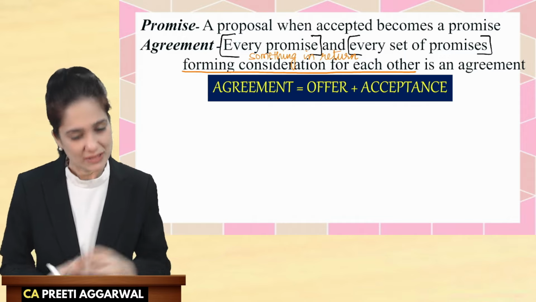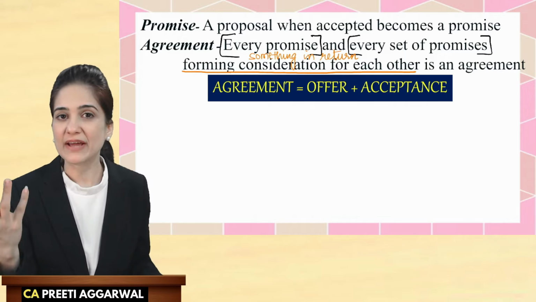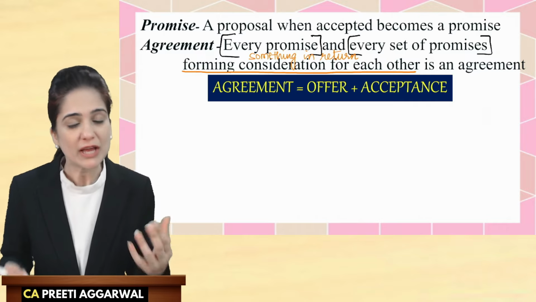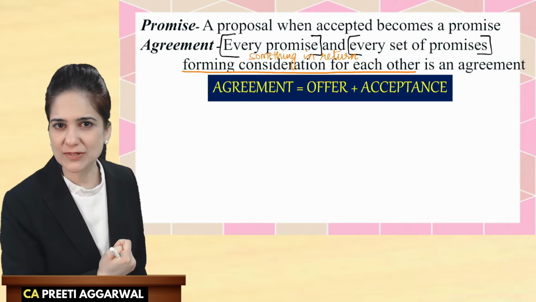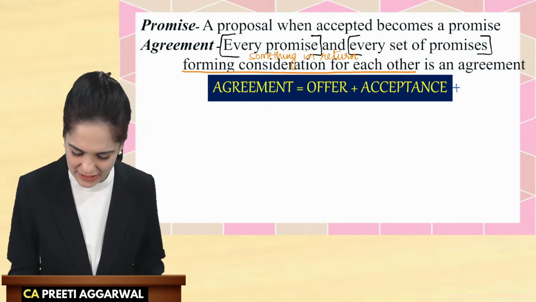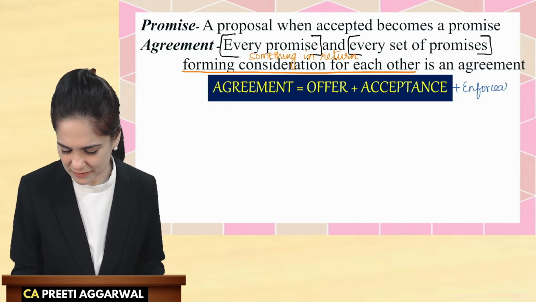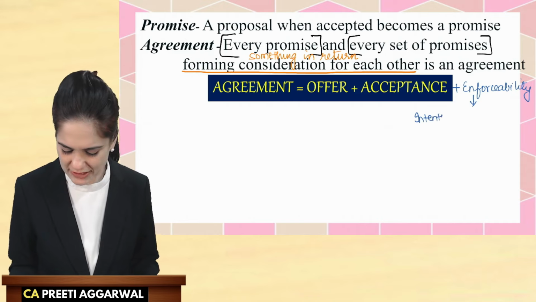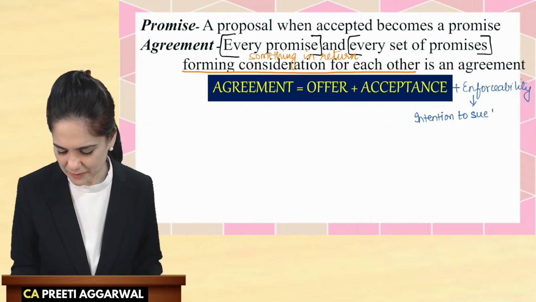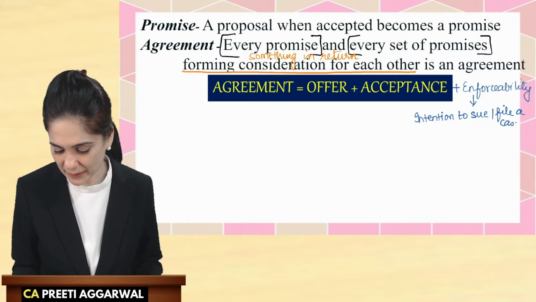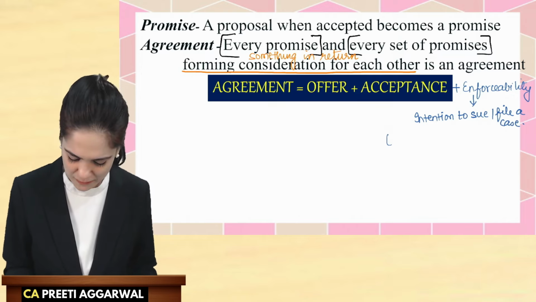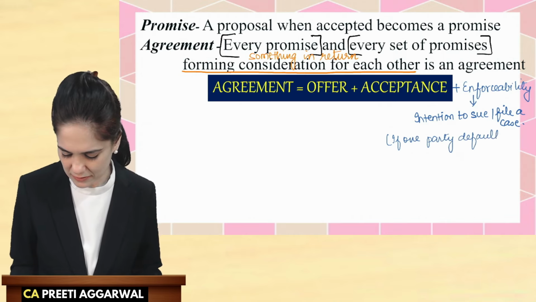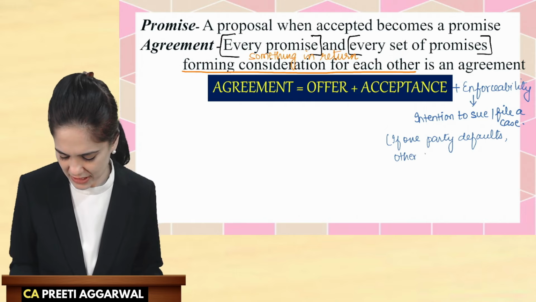What? Yes, if one party defaults, other party can file a case. You can take action. You can take legal action. That aspect was also covered. If you don't cast me in your movie, I will file a case against you. That element is known as enforceability. Enforceability means intention to sue, intention to file a case. If one party defaults, other party can take action. I'll write that also. If one party defaults, other party can take action.